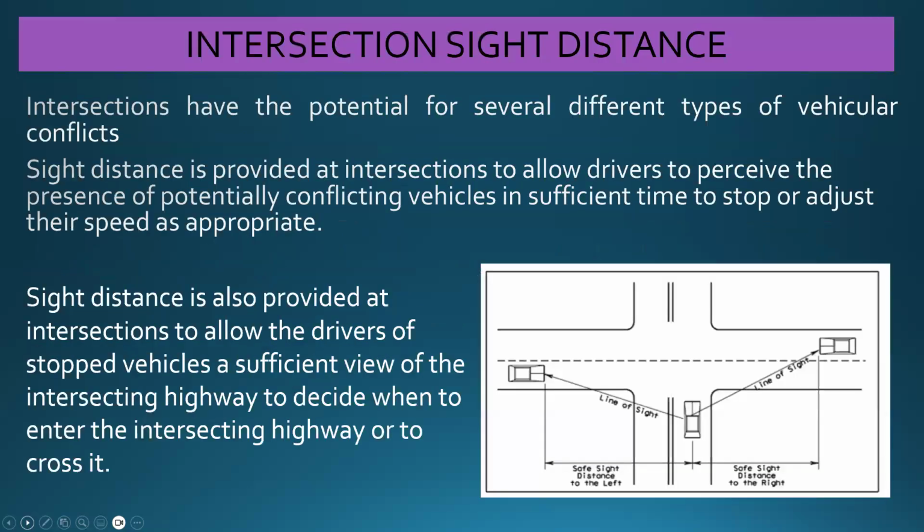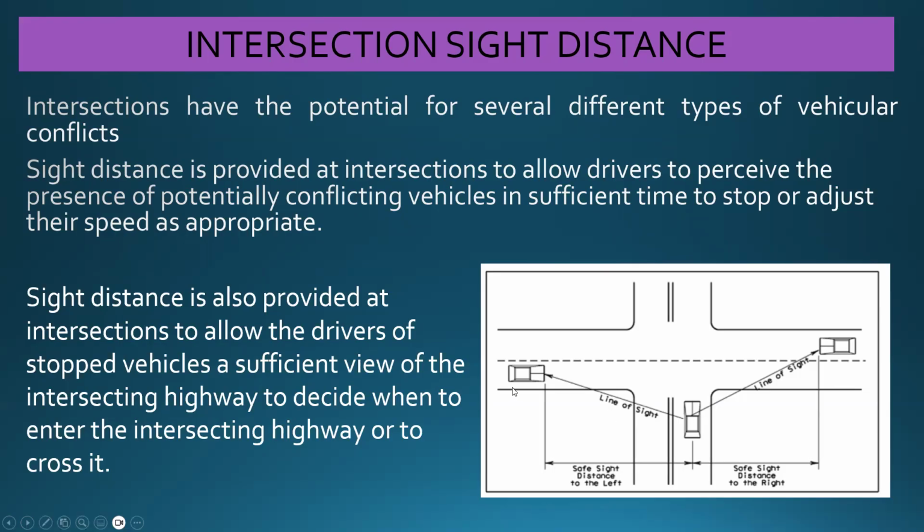Okay. Now let's go to intersection sight distance. Intersections have the potential for several different types of vehicular conflicts. Sight distance is provided at intersections to allow drivers to perceive the presence of potentially conflicting vehicles in sufficient time to stop or adjust their speed as appropriate. The sight distance is also provided at intersections to allow the drivers of stopped vehicles a sufficient view of the intersecting highway to decide when to enter the intersecting highway or to cross it.